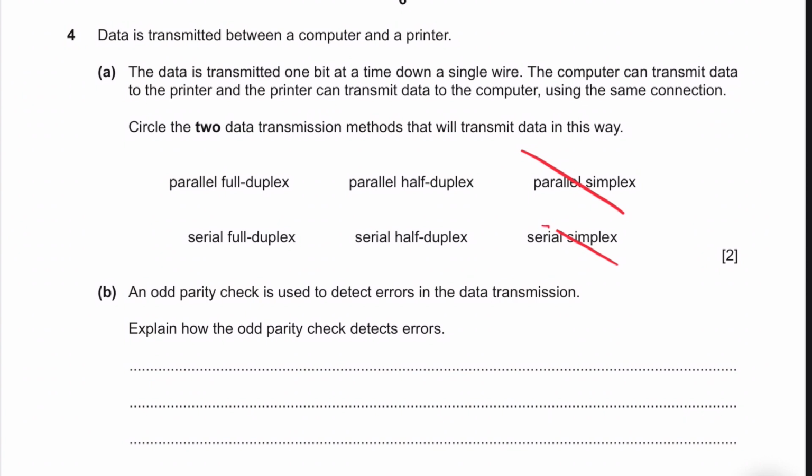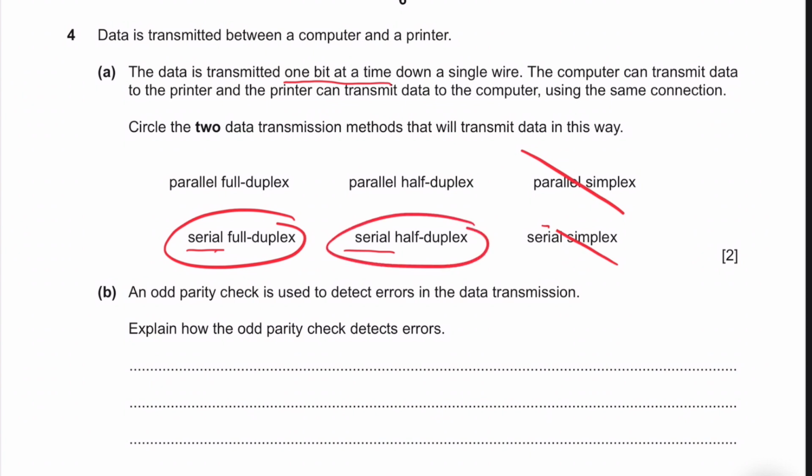So what have we got left? Parallel full duplex, serial full duplex, parallel half duplex, serial half duplex. The data is transmitted 1 bit at a time, so it must be serial. So it's going to be one of those 2. It's transmitting in both directions. It doesn't mention that the one has got to wait for the other one. It can transmit data backwards and forwards. So it is going to be serial full duplex, and serial half duplex.